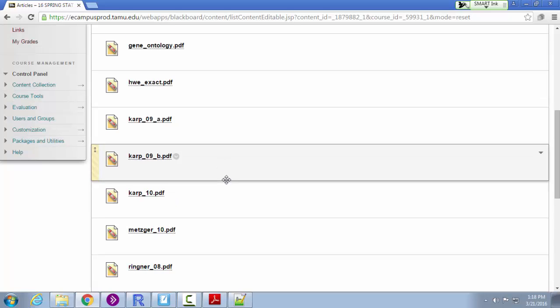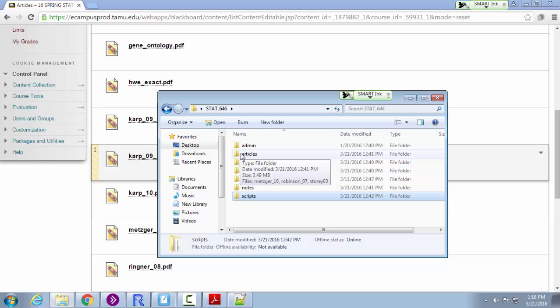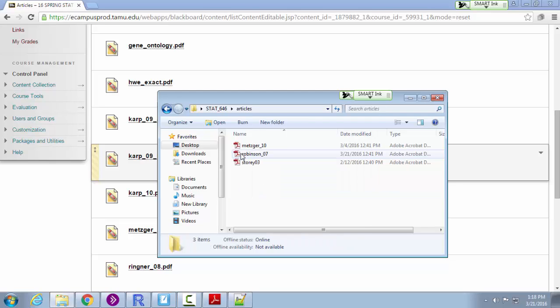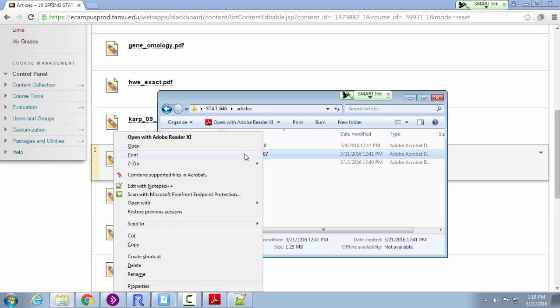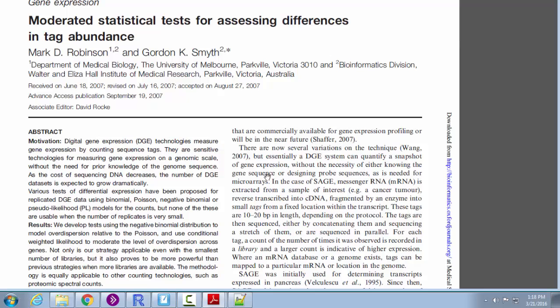I was going to talk a little bit more today about next-gen sequencing and start introducing us to the methods for doing statistical analysis with next-gen sequencing. So let's start. Under articles on eCampus, there's a paper written by Robinson and Huber from 2007. There's a Robinson 07 and there's a Robinson 08. And I wanted to talk about Robinson 07.